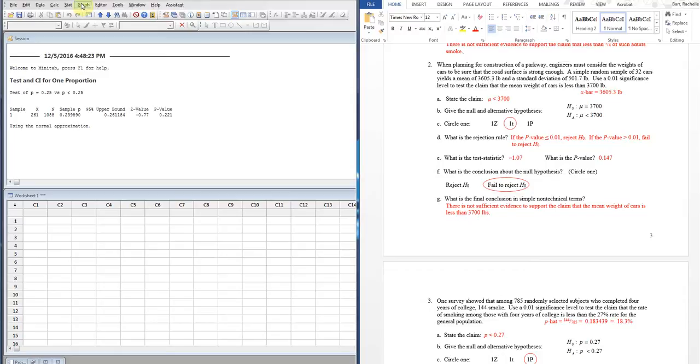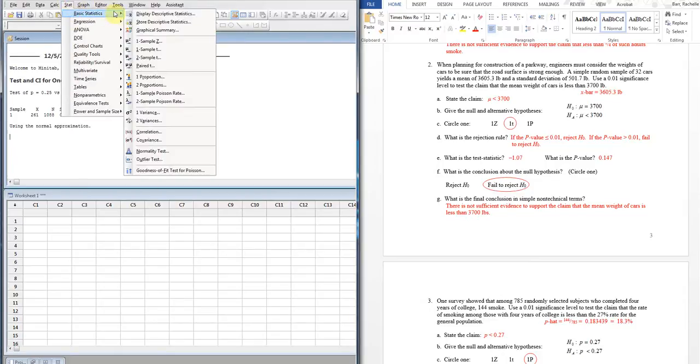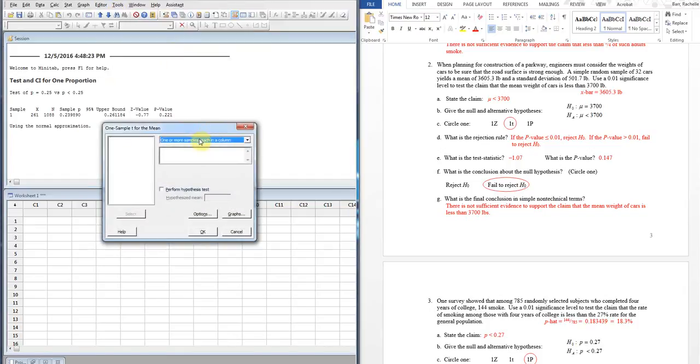So we're going to go over to Stat, Basic Statistics, and then over to one sample t. We're going to change this to summarize data since I don't have the data here in my worksheet. So my sample size is 32 cars. My sample mean I found earlier, 3605.3, and then my standard deviation, 501.7. And I'm performing a hypothesis test against the hypothesized mean of 3,700. Not 37,000, 3,700. That would have been bad.